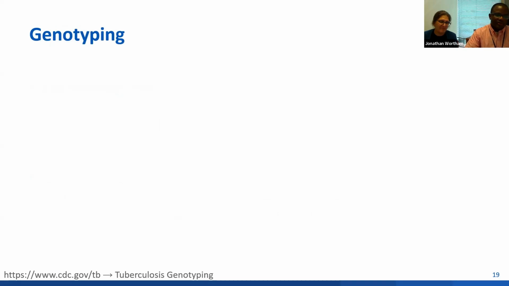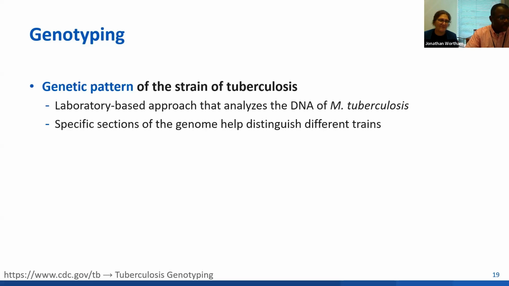So now genotyping, which can really help us, especially in situations where those epilinks are proving elusive. So genotyping has to do with analyses of the genetic pattern of the strain of tuberculosis. And it's a laboratory-based approach that analyzes that DNA. And specific sections of that genome help distinguish different strains.